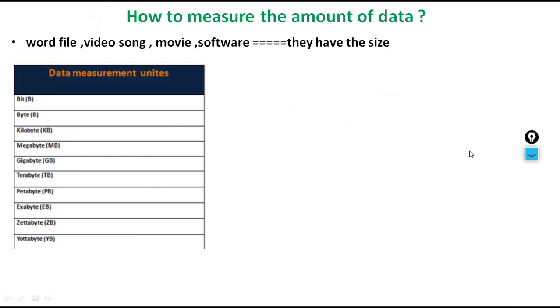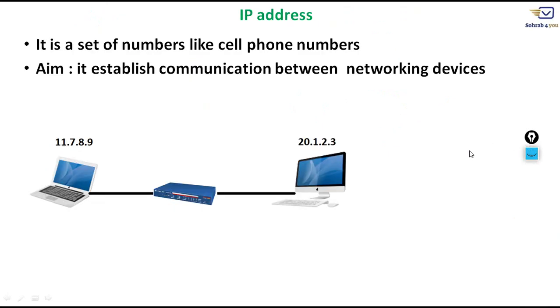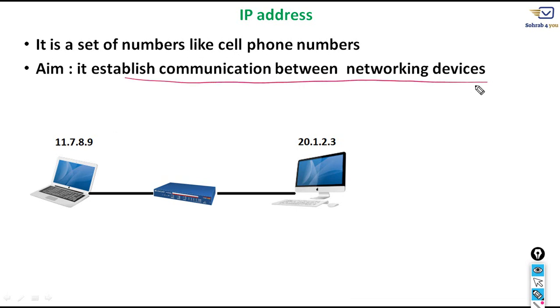So now let's go to the next thing we have. The next topic I'm going to talk about is the IP address. Here it's a brief discussion, because we have a lot of videos talking about the IP address in the future. So an IP address is a set of numbers like your cell phone number. The aim is to establish communication between networking devices.